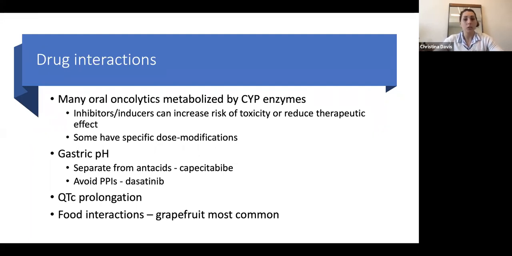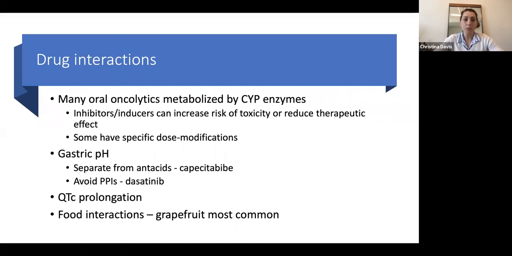Some medications do have specific dose modifications in the labeling. So if you're on a strong CYP3A4 inhibitor, reduce the dose by this much. Not all medications have that, but some of them do. And then gastric pH, there are many, many different drugs out there that have to be separated by antacids, are not allowed to be taken with things such as PPIs. So again, if you ever have questions, you can ask a pharmacist or check a drug interaction database, but just know that there are many drug interactions in terms of certain drugs needing a certain gastric pH in order to absorb.